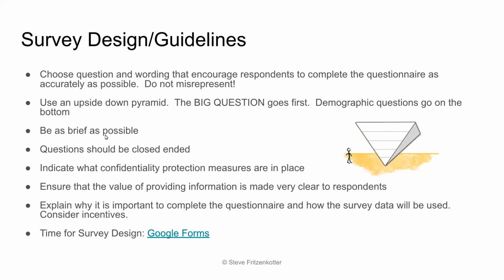Be as brief as possible. If you have 20 questions, try to make it 15. If you have 15, try to make it 10. The reason I say this is because this is something that researchers get in trouble with all the time. Once they have someone in front of them, they try to extract as much data as they can. And what they don't appreciate or understand is that consumers have limited attention spans, and they really don't want to spend that much time with you. So we want to err on the side of being as brief as we can.